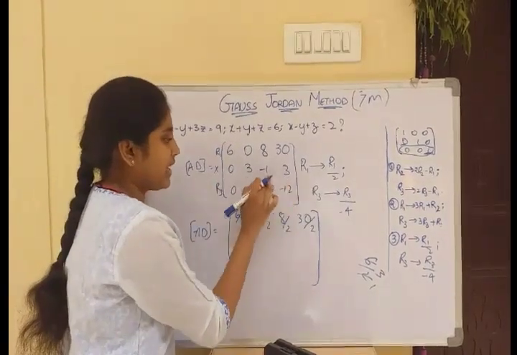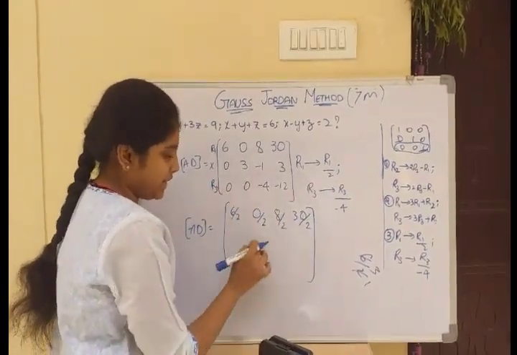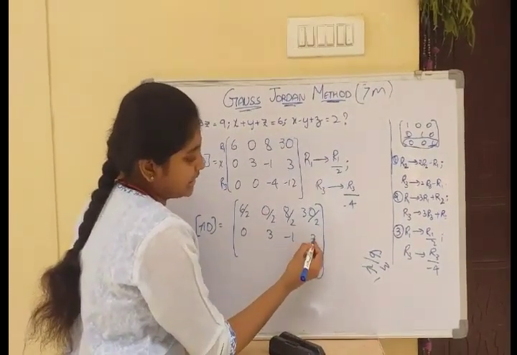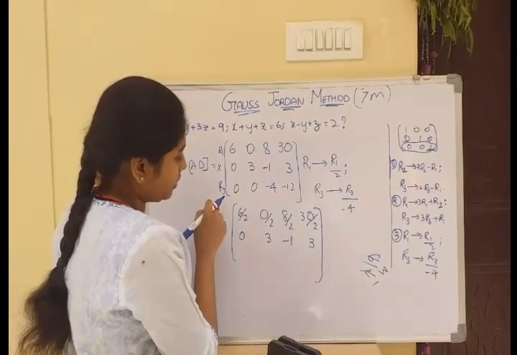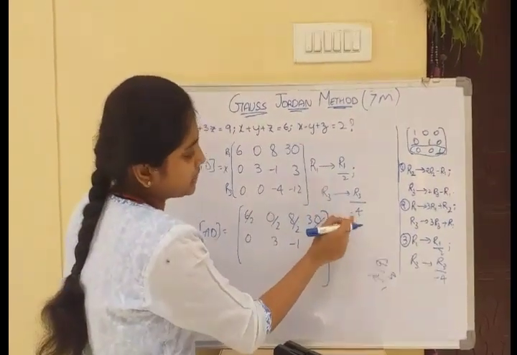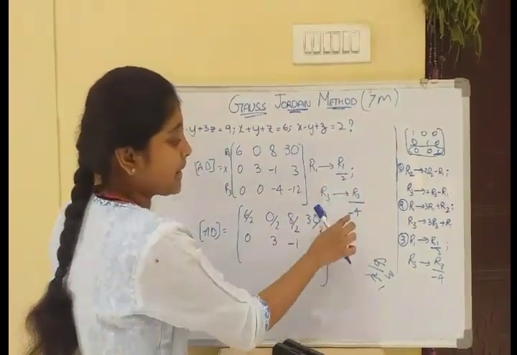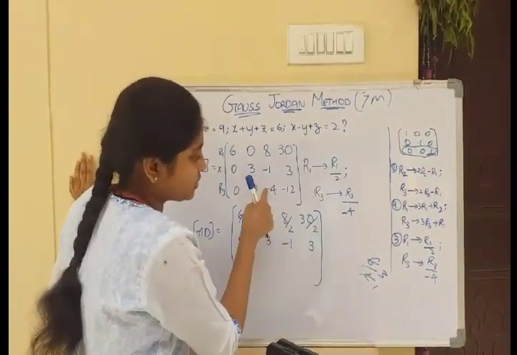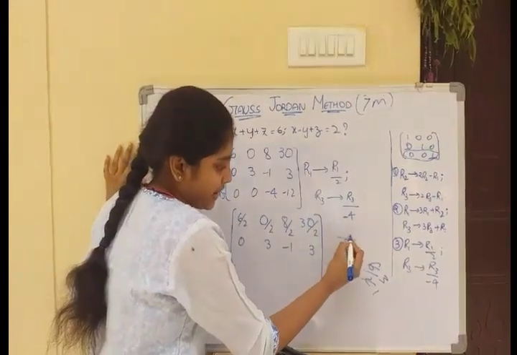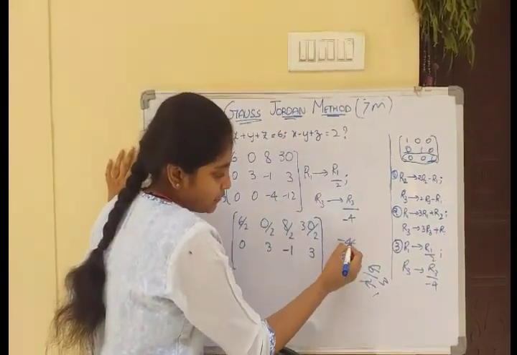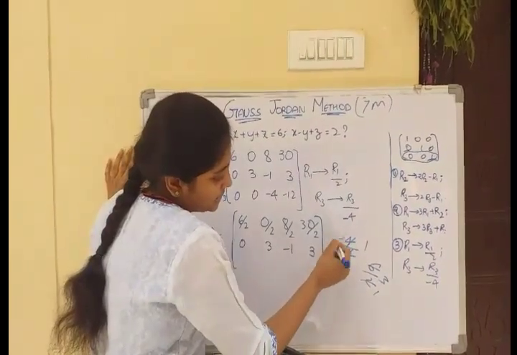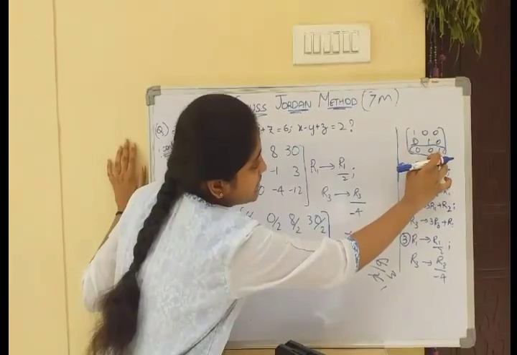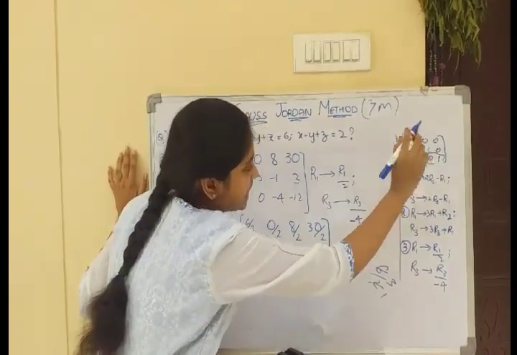Now we will write the row 2 elements as they are. Row 2: 0, 3, minus 1, 3. Now row 3 we need to divide by minus 4. Why? Because the minus 4 gets cancelled. Minus 4 divided by minus 4: the 4 gets cancelled, it becomes 1, and the minus also gets cancelled. Here we don't get minus, because the identity matrix doesn't contain a minus sign.